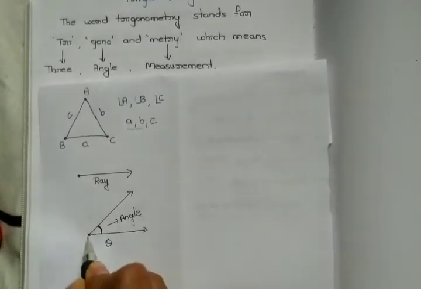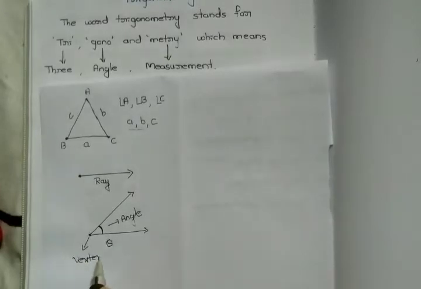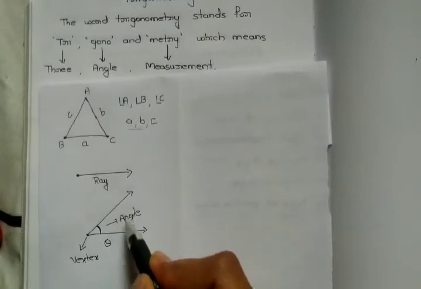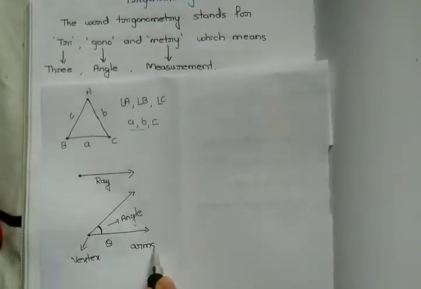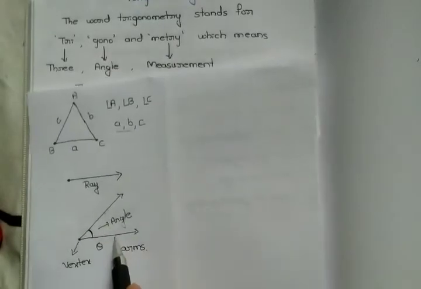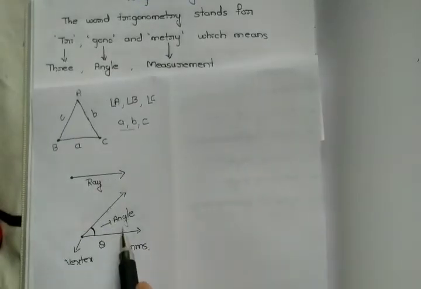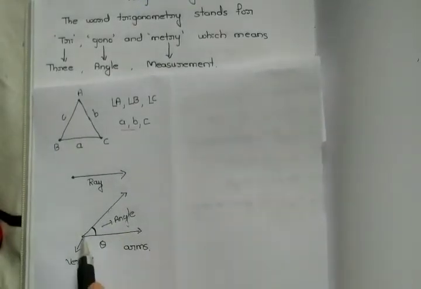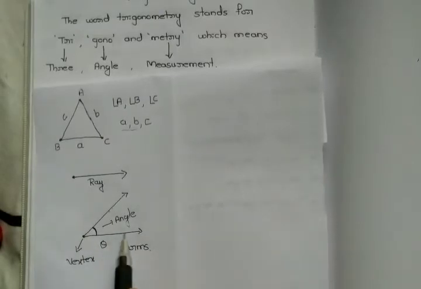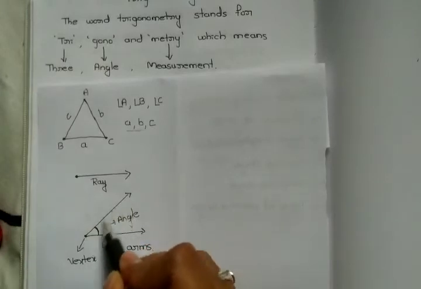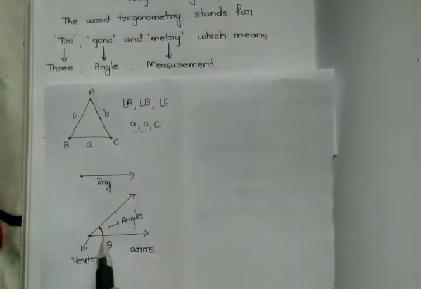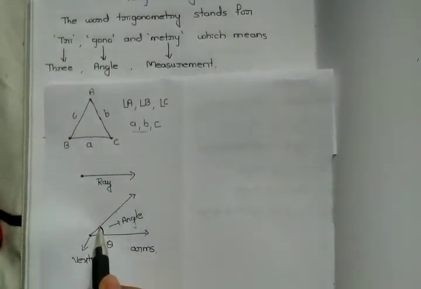This common point is called the vertex, and these 2 rays are called arms. This is the arm where the angle is going to start, and this is the arm where the angle is going to end. This is the starting point, this is the end point.